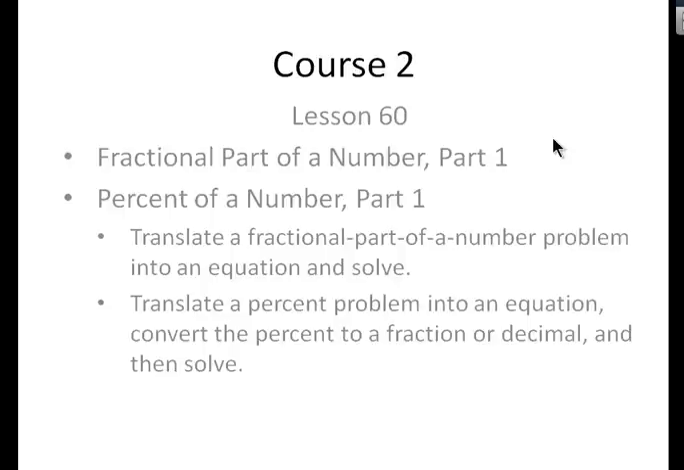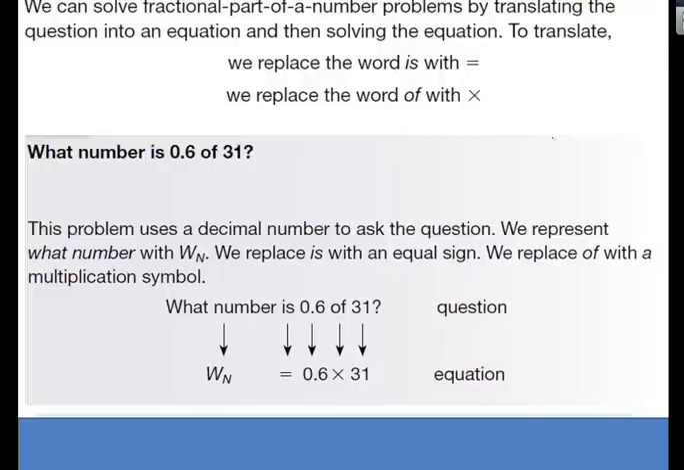Part of the problem with word problems is that we get confused and we don't know what goes where. This lesson is to help us to do that on a very basic level. So we can solve these fractional part of a number problems by translating the questions into an equation and then solving the equation. The thing we want to remember is that we replace the word is with equals and we replace the word of with times. So anytime we see is, we're going to replace that with the equal sign. Anytime we see of, we're going to replace that with a multiplication sign.